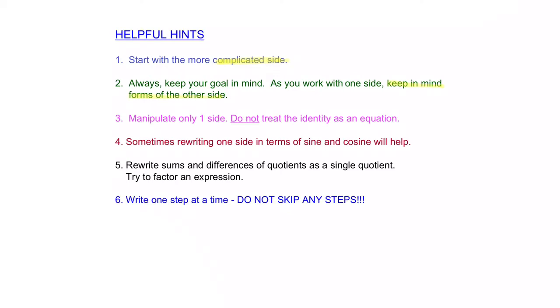Number 3, manipulate only one side. This is huge. You cannot start to simplify or manipulate both sides of the identity. Do not treat the identity as an equation. You can't add something to one side and add it to the other side.